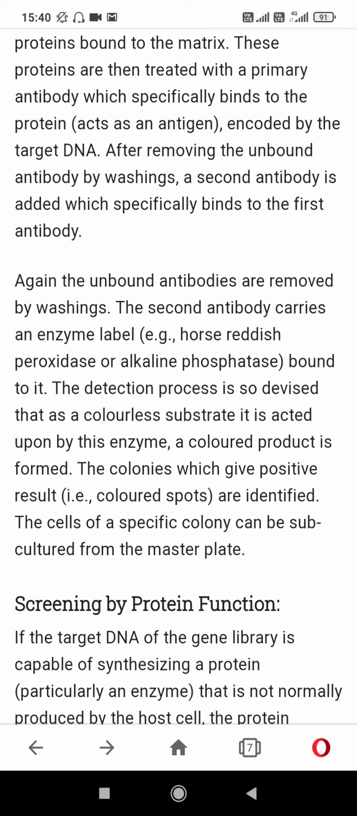For the horseradish peroxidase, there are certain chromogenic substrates generally used, and for the alkaline phosphatase there are also some substrates which are generally used for bearing a colored product, and thus you will get a positive result, which are the colored spots that are identified. The cells of a specific colony can be subcultured from the master plate. So in this way you are able to detect your particular protein.